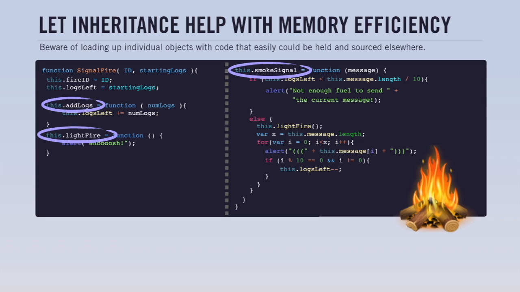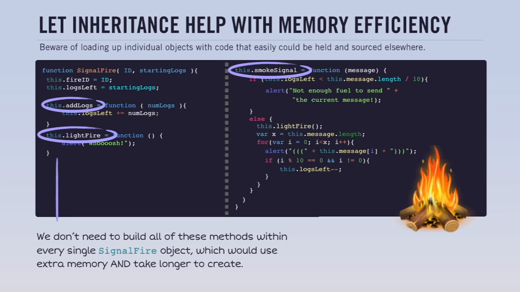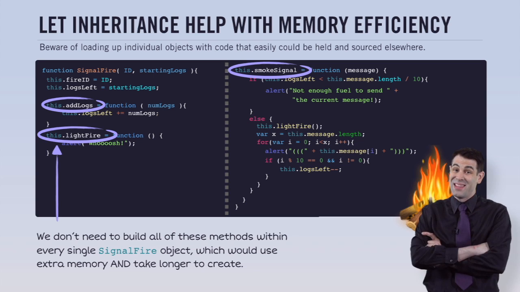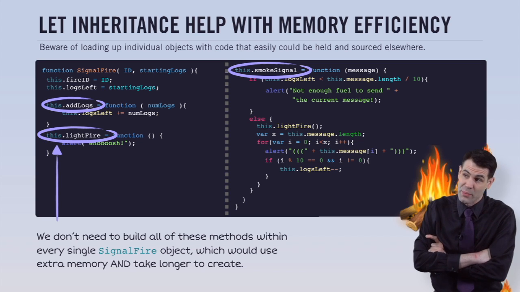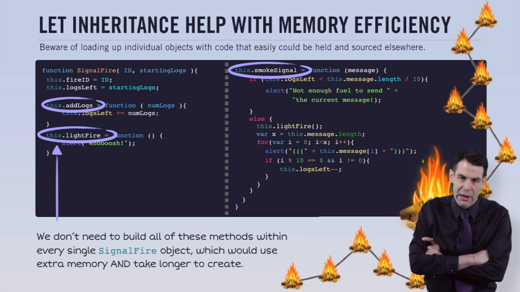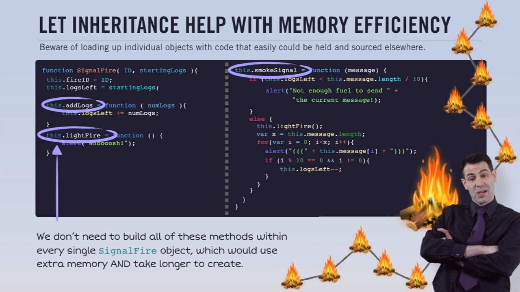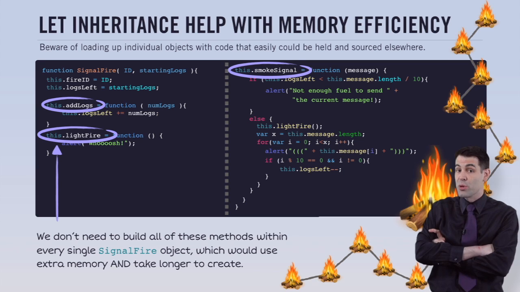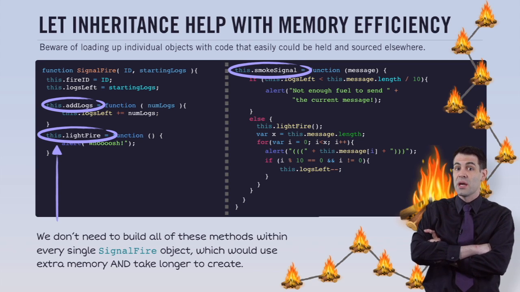Now the thing about those 3 functions is that we don't need to build all of those methods within every single signal fire object, because it would use extra memory to store that functionality within every object, and it would also take longer to create when we're calling the constructor. So if we had this world-spanning signal fire system, right, with multiple fire objects, we'd have to replicate all of that functionality within each one of those signal fire data structures, which would suck. So let's take a look at a way we can improve that memory efficiency using inheritance.